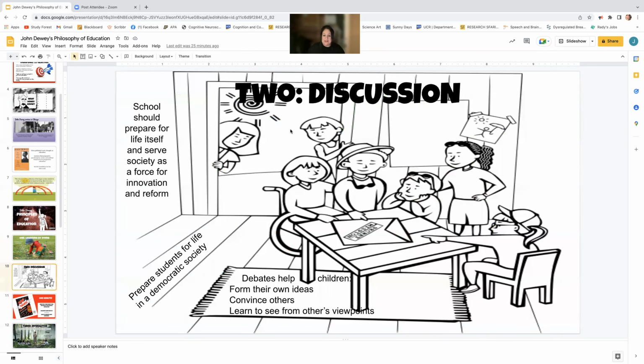The second one is discussion. Basically, he believes that school should prepare for life itself and serve society as a force for innovation and reform. So he thinks the school should be like a mini life, okay? He thinks it should prepare the students for life in a democratic society where people are sharing their ideas, learning different points of view, listening to one another, discussing, and figuring out how they can make changes together.